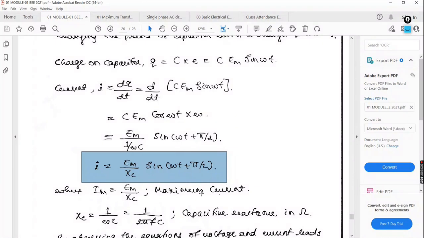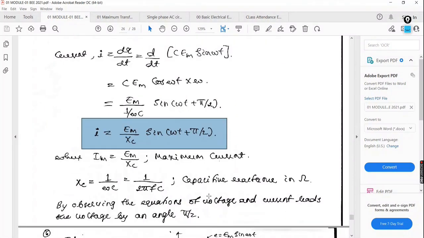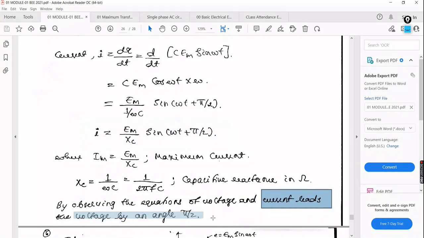Im is equal to what? Em by Xc, that is the maximum current. Xc is equal to 1 divided by omega C, that is 1 divided by 2 pi f C. That is called the capacitive reactance, which is measured in ohms, as observed from the voltage and current equations. Then the current leads the voltage by an angle pi by 2.